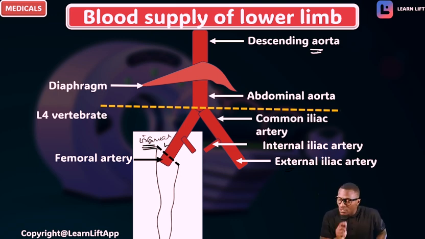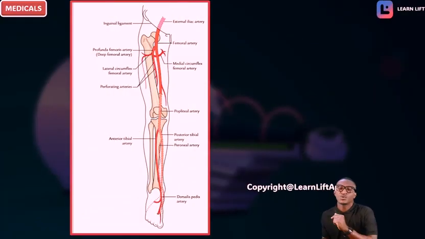This is a constant past question here. At what point does the external iliac artery become the femoral artery? We said it was at the inguinal ligament. Now if you say you understand, let's continue the journey.